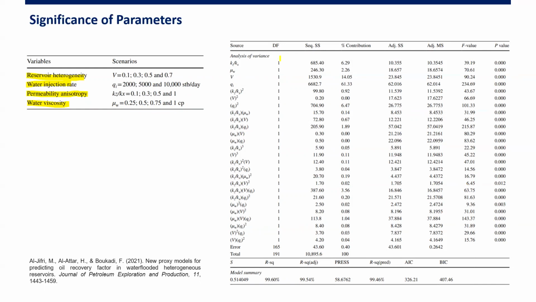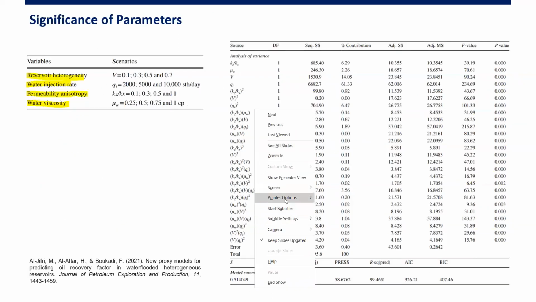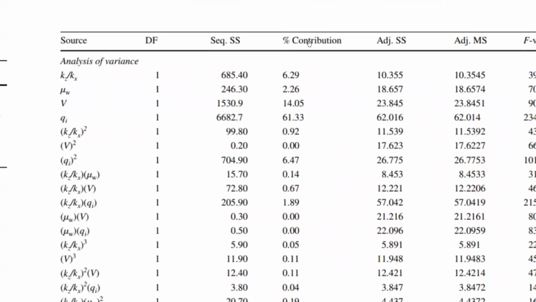Then from the statistical analysis, they compared all of these parameters. We can see the most important parameters from the percentage contribution. The most important parameter is the water injection rate. This is what they conclude from their study: water injection rate is the most important parameter that will govern the recovery factor. That's a very important thing to note.